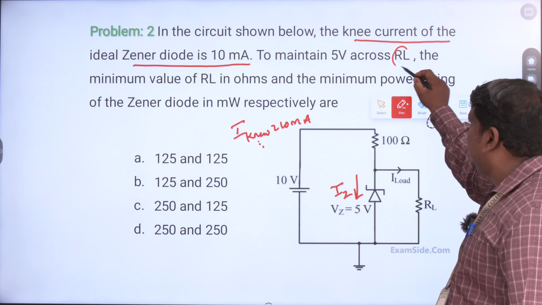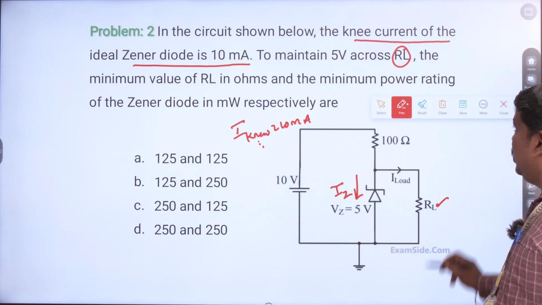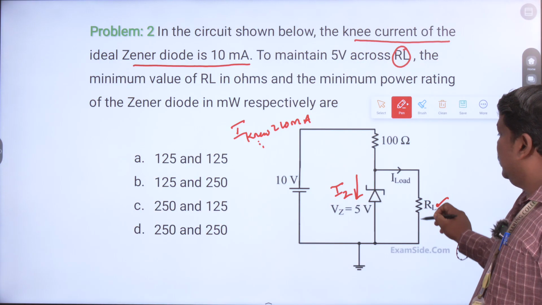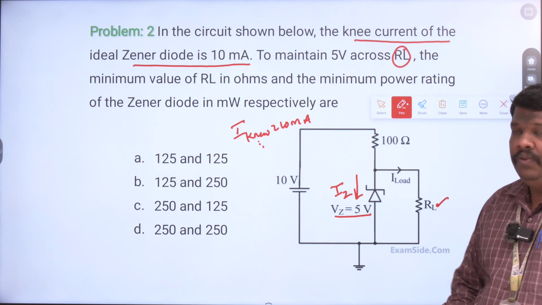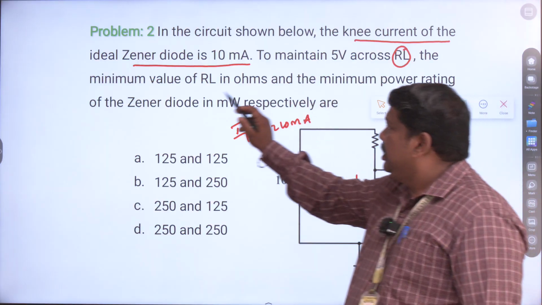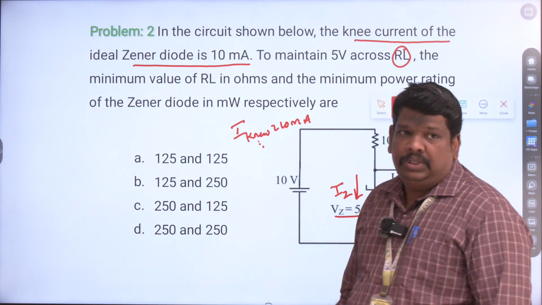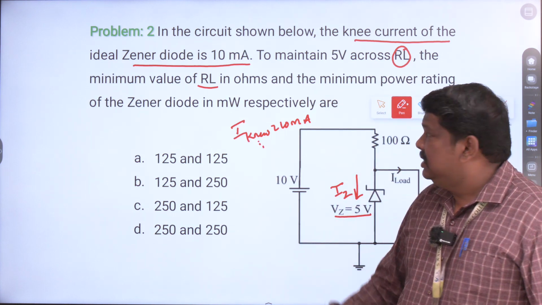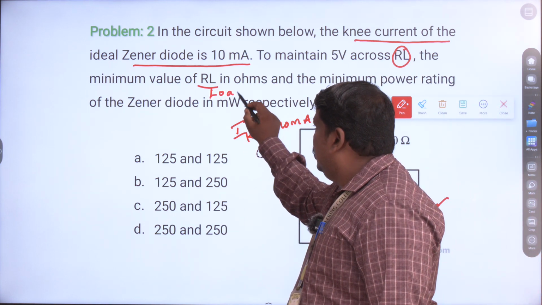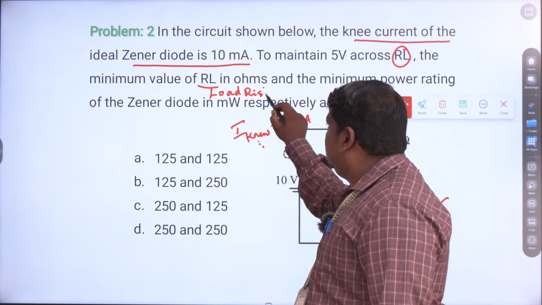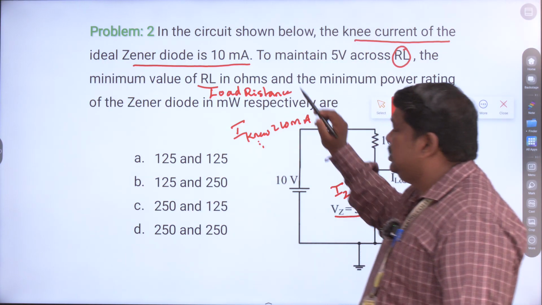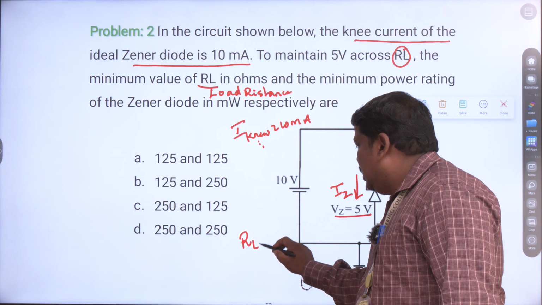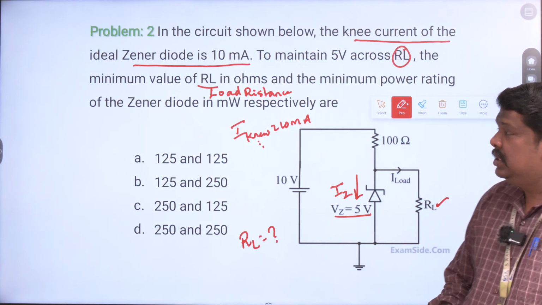RL represents your load resistance. It's not inductance, it is a load resistance. Across that we are maintaining a voltage of 5 volts, and we need the minimum value of RL in ohms. We have to find the load resistance in terms of ohms. So what is the value of your RL for this circuit?